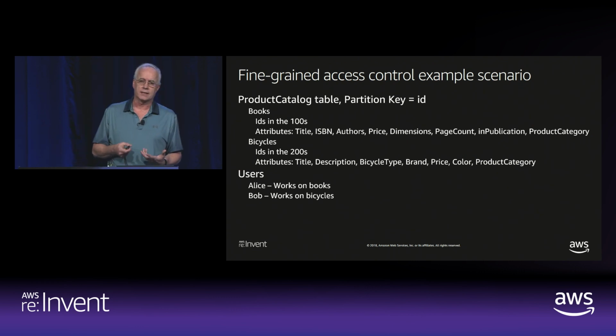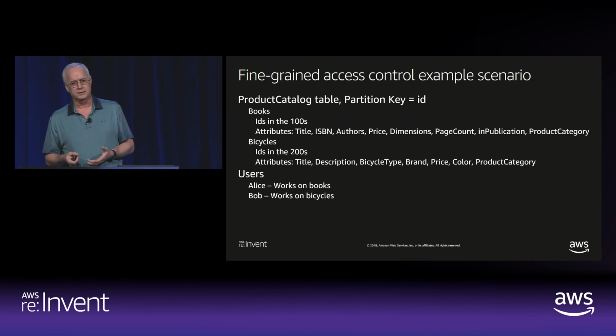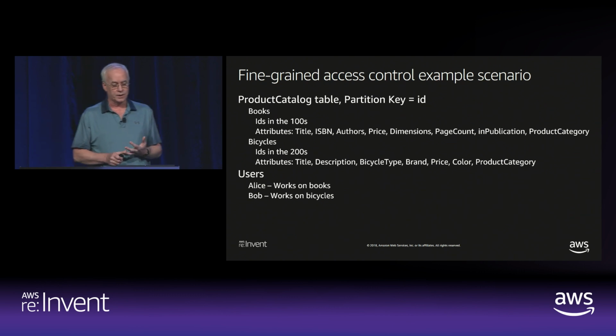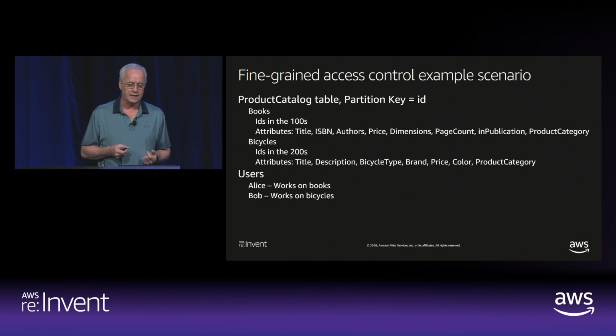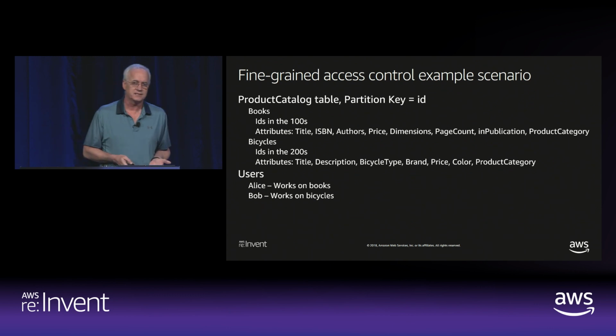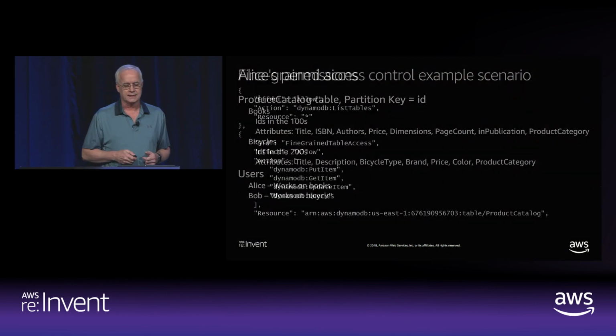Alice, I'm going to set up so that she can only work on books. She can access this table, but she's only able to see or update books in the database. And Bob is going to work on bicycles, and he's only able to access or update bicycles. They'll be limited to the attributes that are available for each item. So Alice won't be able to add a book that has a bicycle type, and Bob won't be able to add a bicycle that has an ISBN. There'll be restrictions like that.